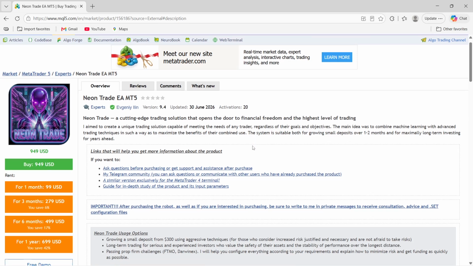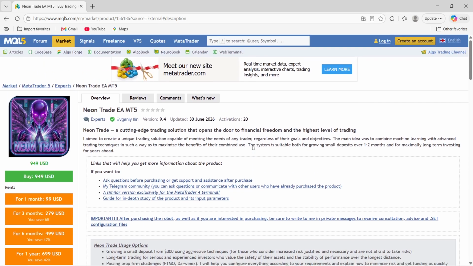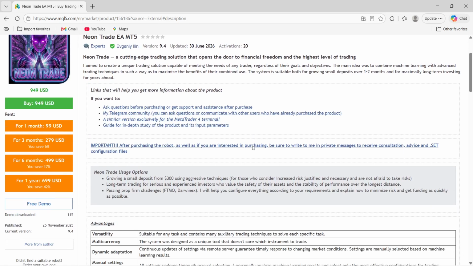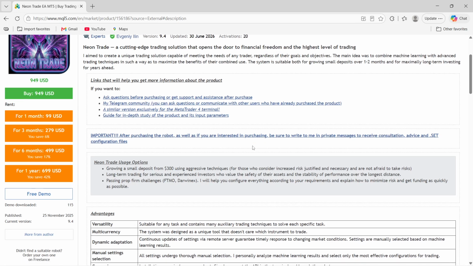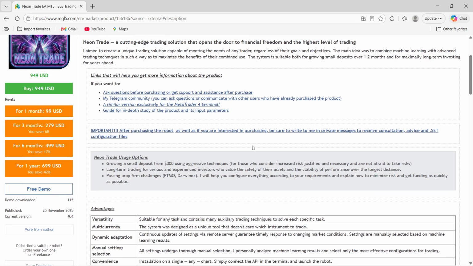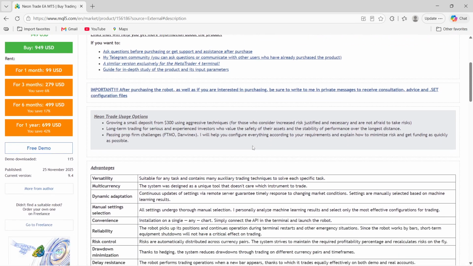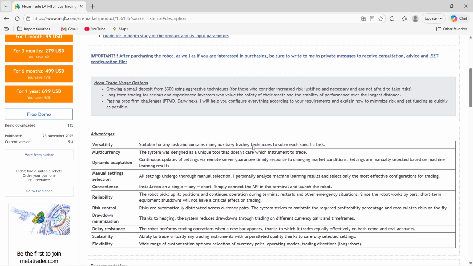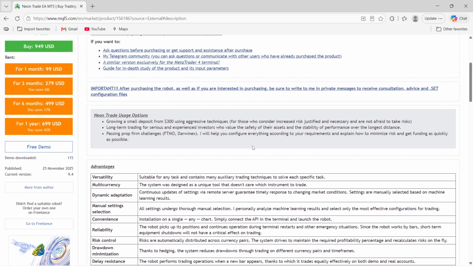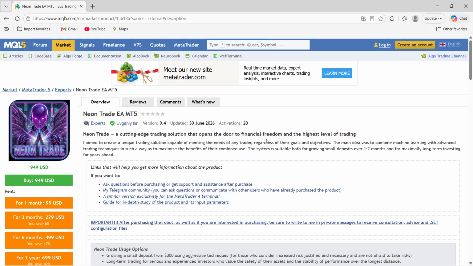So from what we can see on the MQL5 page, the Neon Trade EA is designed as a versatile multi-currency tool that doesn't limit itself to specific pairs. It uses machine learning on powerful servers for predictions with manual selection of the best settings by the developer. These settings are then synchronized to the robots on the fly.